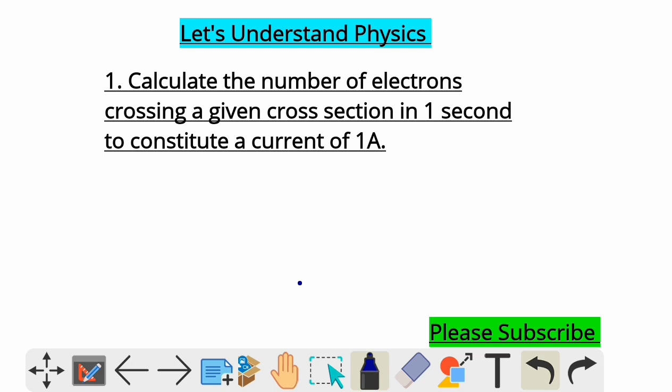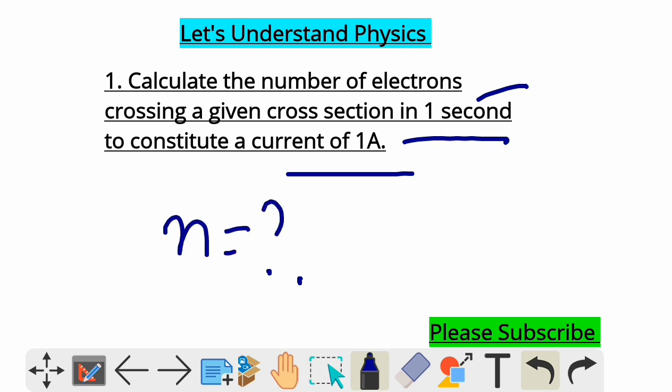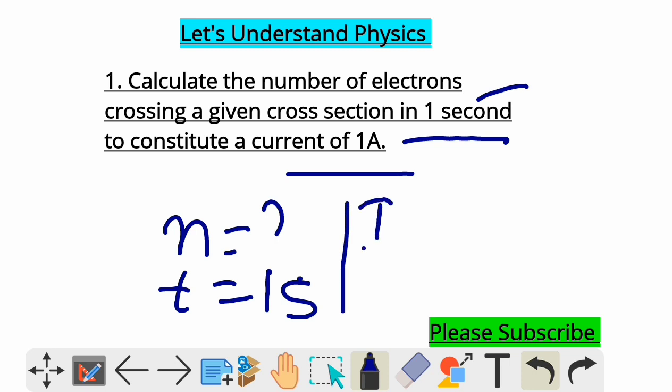Okay, let's see. First one: calculate the number of electrons crossing a given cross section in 1 second to constitute a current of 1 ampere. So here they have asked you to find the number of electrons. So the n value you have to find, and they have given time t equal to 1 second and current I equal to 1 ampere. In this case you have to find the n value.